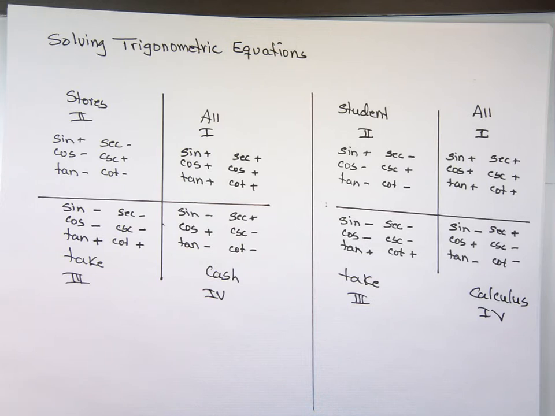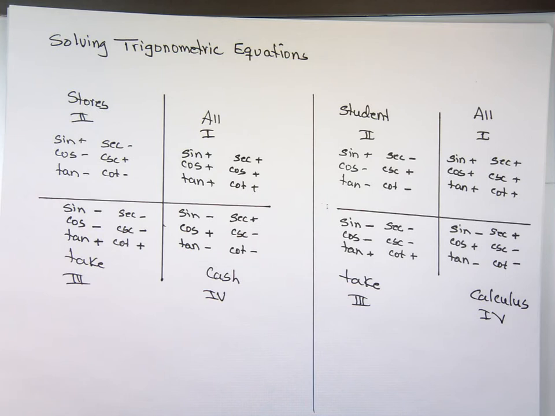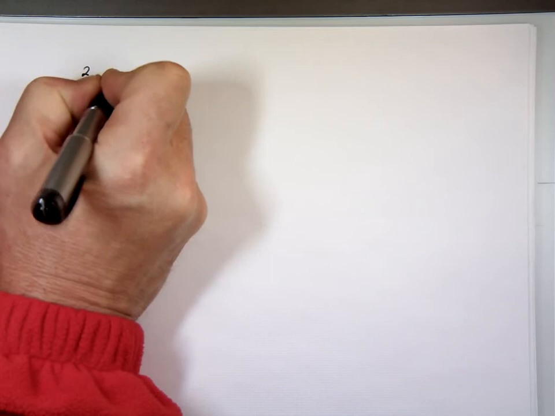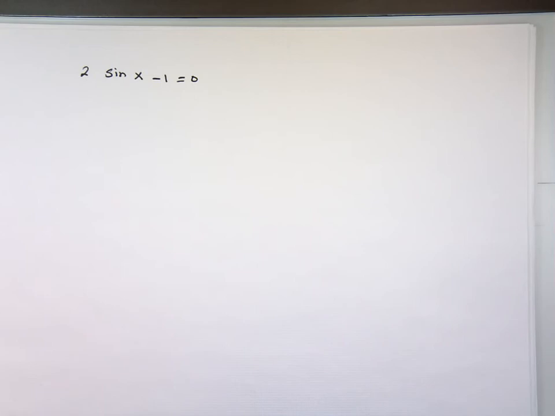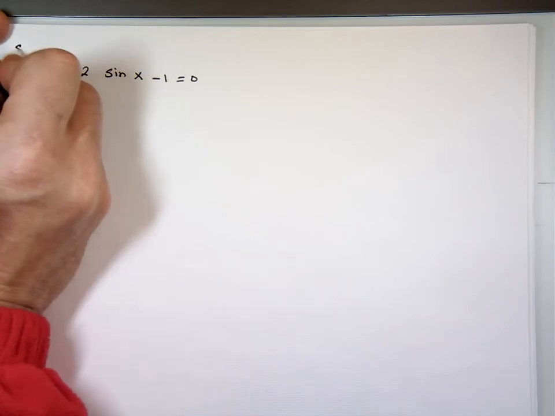Now, why is that important? What's the big deal about this? Well, this section is solving trig equations. So let me give you a trig equation, and I'll wait till you finish writing. Everyone done? Okay. Let's take this one. 2 sine x minus 1 is equal to 0. And the question, solve for x.